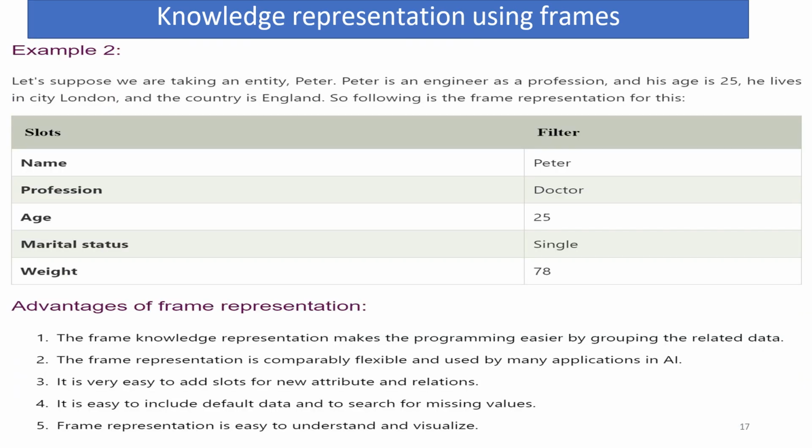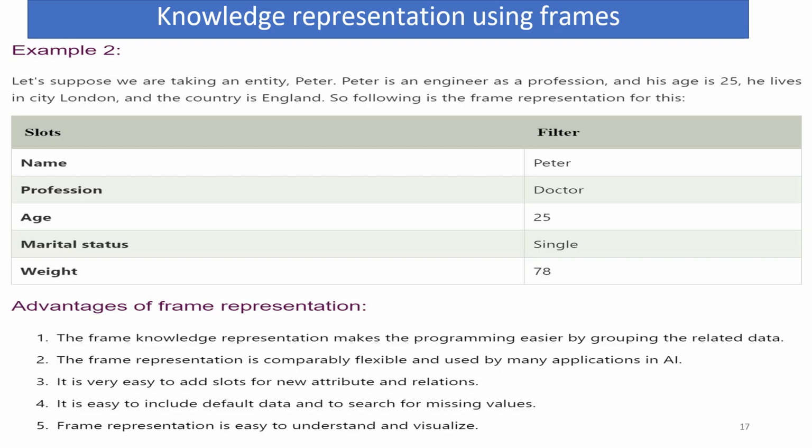The next example is a person, using slots as attributes and fillers as values. Here the object is Peter, and the slots and fillers can be represented with name, profession, age, marital status, and weight. Name is Peter, the person's name. Profession is doctor, meaning Peter works as a doctor. Age is 25; Peter is 25 years old. Marital status is single; Peter is unmarried. Weight is 78 kg.